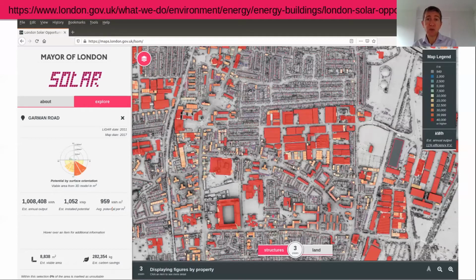Our team has also worked hard on developing a user-friendly web-based interface to the model. And so you can actually try out a simplified version of the solar data that I just showed on the GLA website.